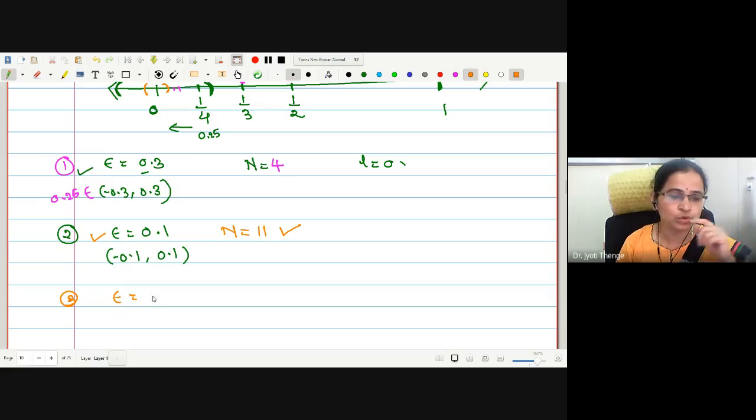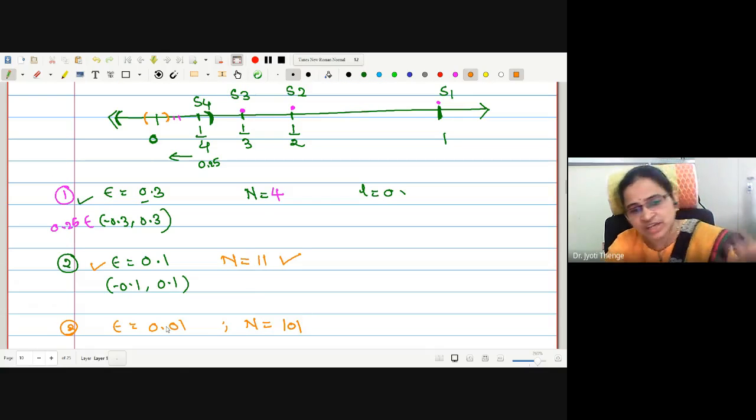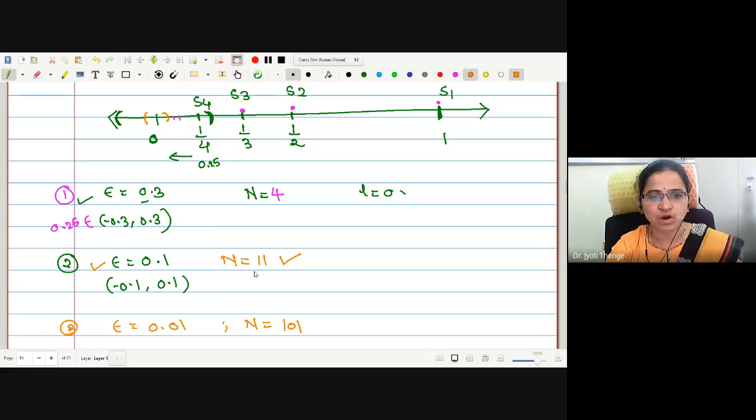Epsilon is equal to 0.01. Still smaller. The answer is 101. Yes, it is 101. Now you can check by taking different values of epsilon.